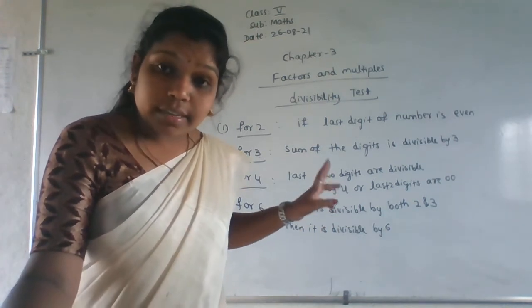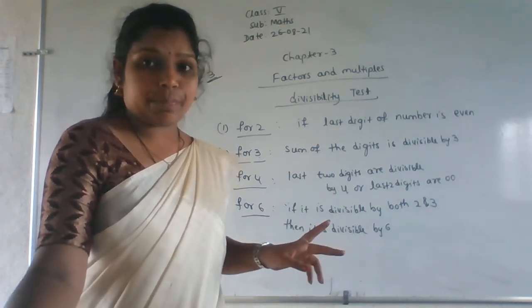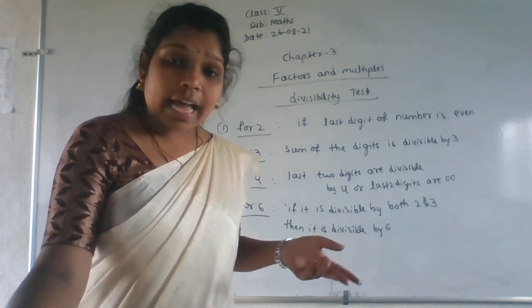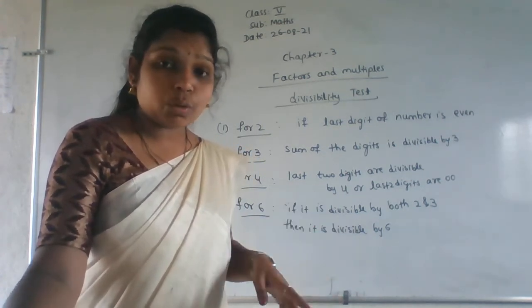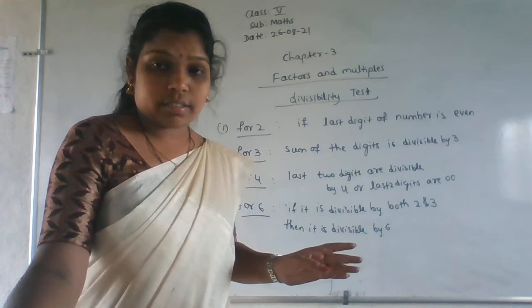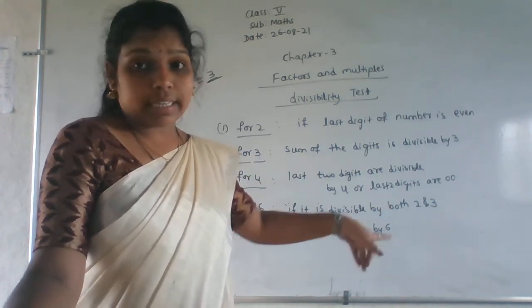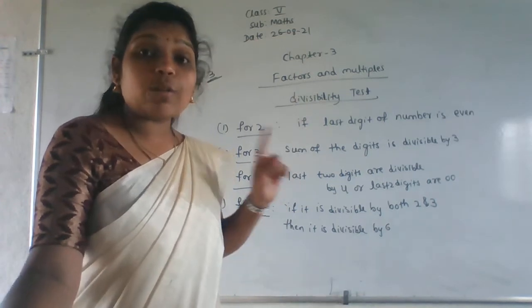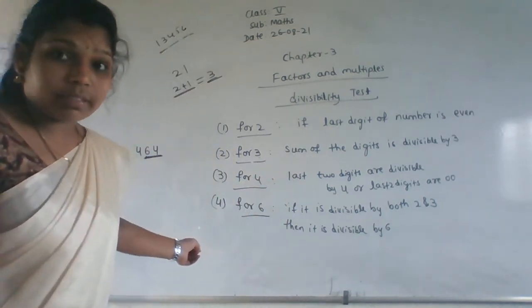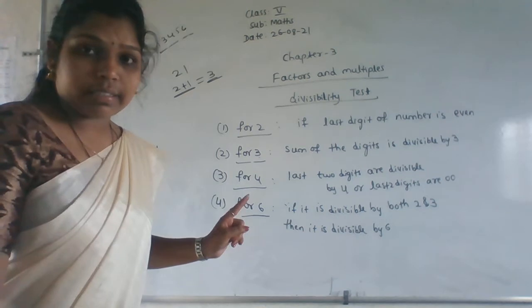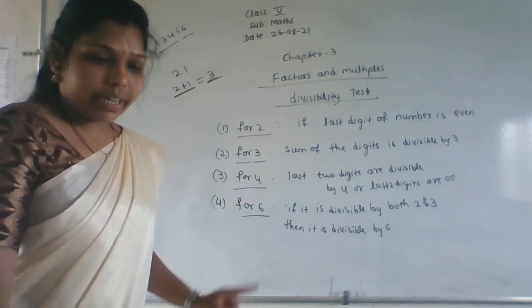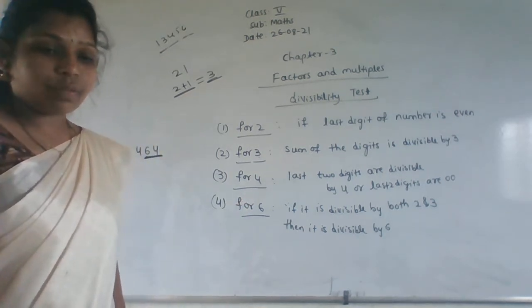Okay. It must divide both 2 and 3. If it is divisible by 3 but not divisible by 2, then it is not divisible by 6. Okay. We want both here. For 2 also, for 3 also, it must divide. Then only we can say it is divisible by 6. Otherwise, it is not divisible by 6. Getting everyone?